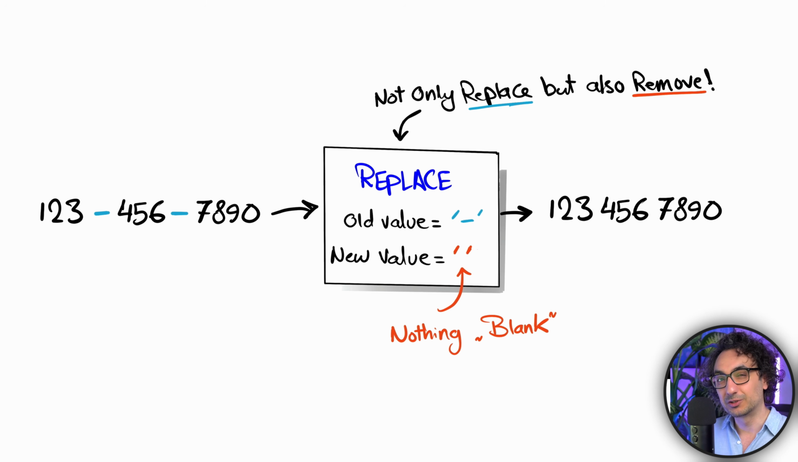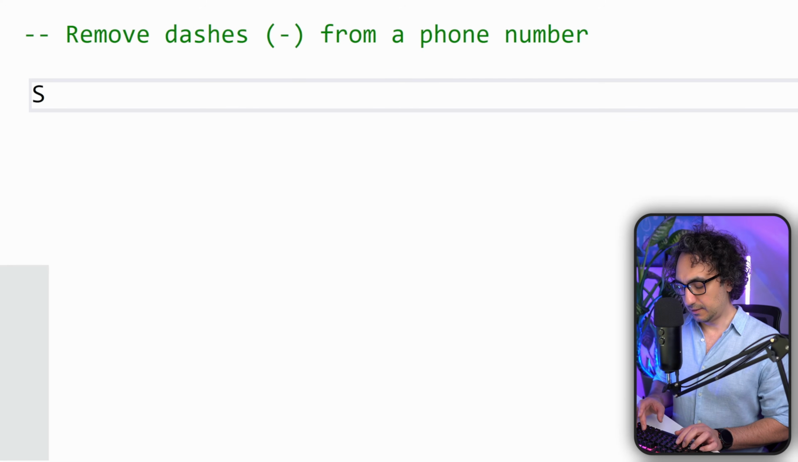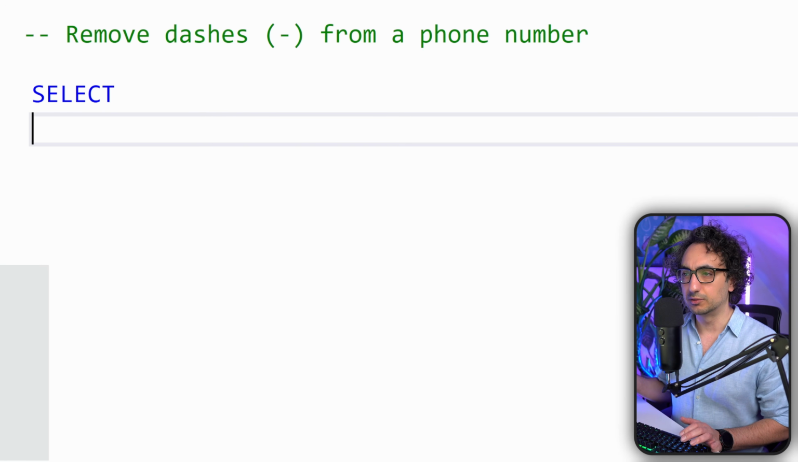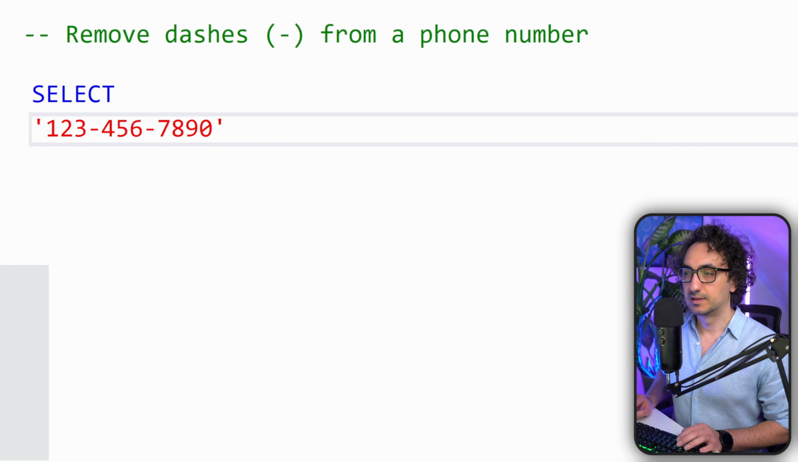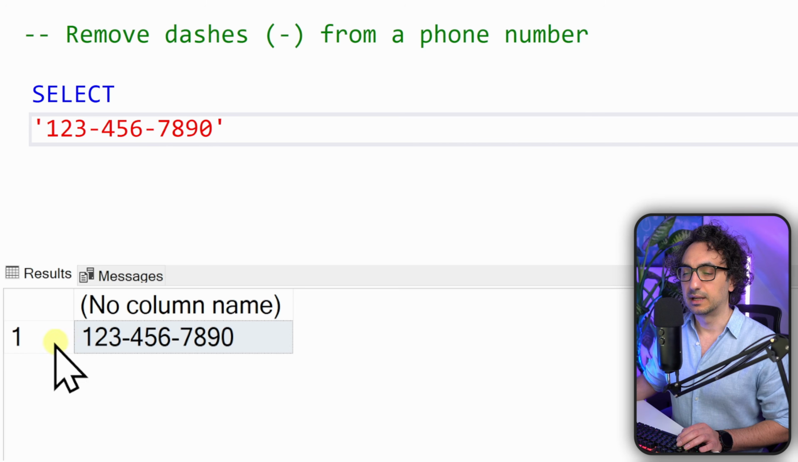Now let's go back in order to practice. Let's do the same example. This time we're going to select from a static value. So we're going to get 1, 2, 3, 4, 5, 6, 7, 8, 9, 0. If you go and execute it, you can see we are getting the phone number. Now let's remove the dashes from this value.